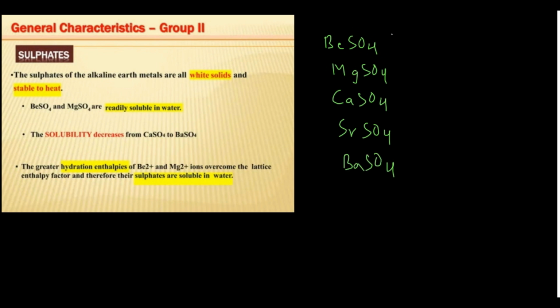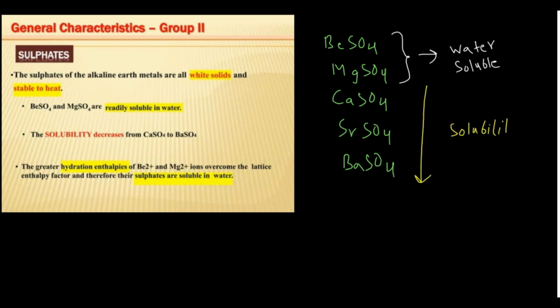and the important thing about them is that the first two are water soluble, but as you move down the group, the solubility decreases. Solubility decreases. And why does the solubility decrease, guys? Again, due to the lower hydration enthalpy. In fact, barium sulfate is practically insoluble, right? It is not soluble in water. However, calcium sulfate is sparingly soluble. But you cannot dissolve strontium sulfate, barium sulfate or radium sulfate. They remain insoluble in water.